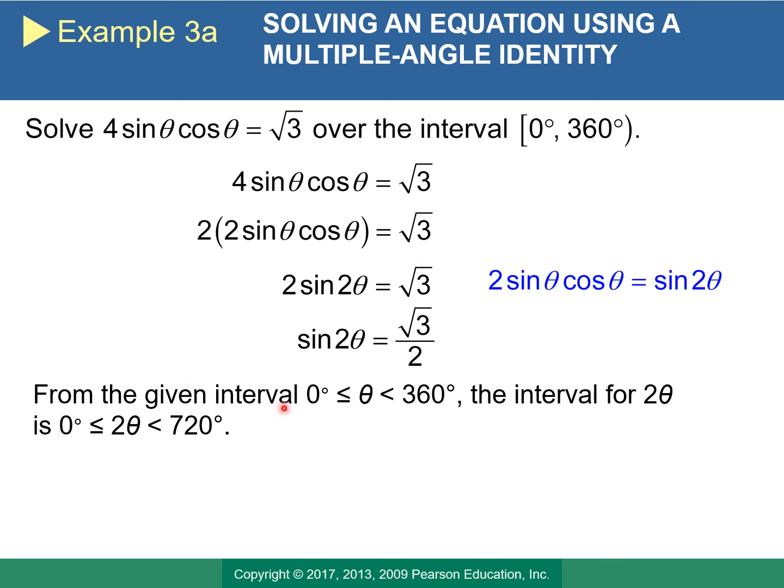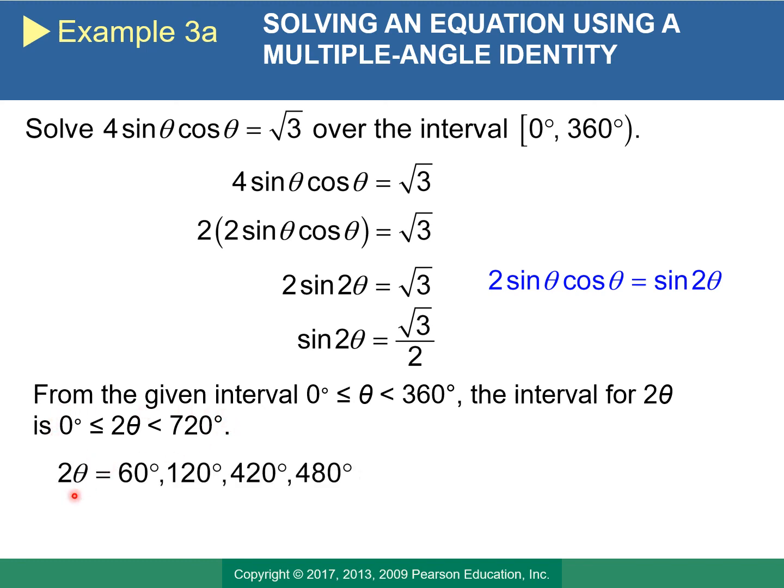And so from our given interval, this is always for your variable on its own. So this is for theta. So theta is between 0 and 360, but now we're working with sine of 2 theta. So you have to adjust this interval accordingly for what you're working with. So you basically just multiply everything by 2 here. So 0 times 2 is 0, theta times 2 is 2 theta, and 360 times 2 is 720. So we're looking for angles between 0 and 720. It's actually 2 full rotations on your unit circle.